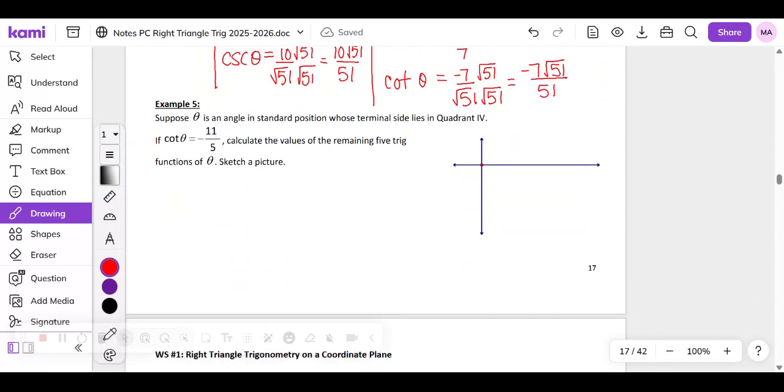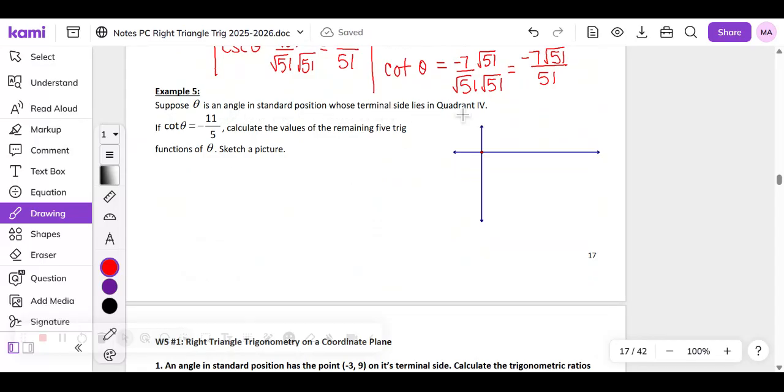And the last one. We have an angle in standard position whose terminal side lies in quadrant 4. Okay, I gave you the cotangent of theta. Remember, tangent is opposite over adjacent, so this is adjacent over opposite. If you think about the triangle that would be formed, it's going to look something like this. So this is obviously the negative part, okay? This will be a positive number because it's x going to the right. So cotangent is adjacent over opposite. So this will be 11 over negative 5.